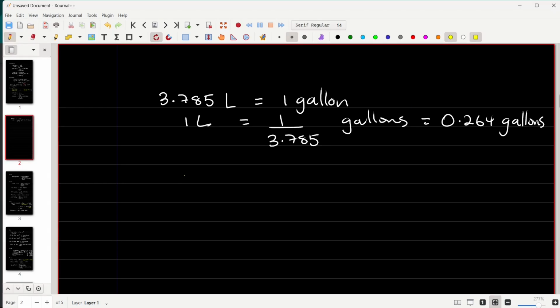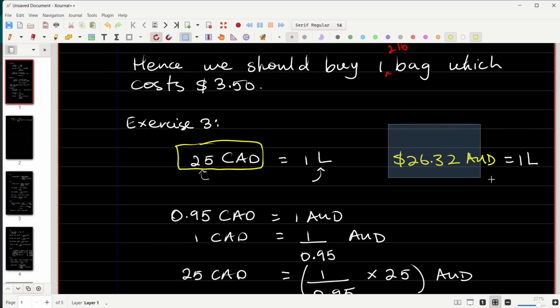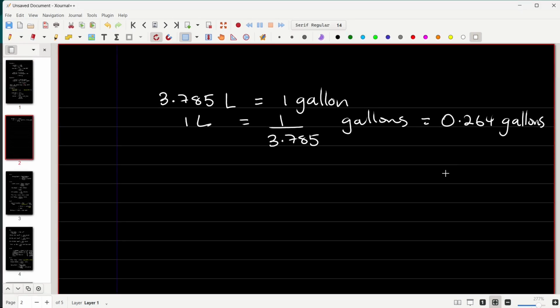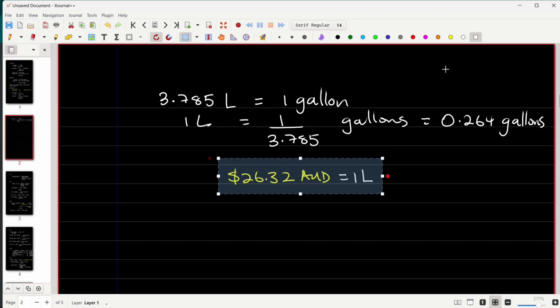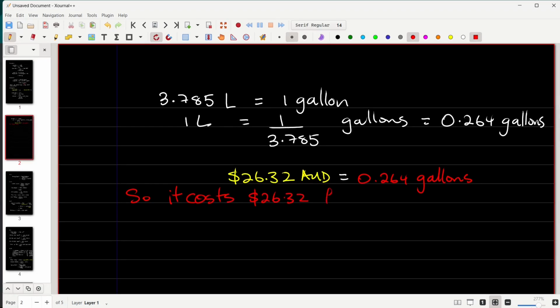Our equivalence now becomes something like this. I'll just copy and paste this. So now I'm just going to replace on the end here, from the liter, I'm going to replace it with the gallon, which is 0.264 gallons. Now I have an equivalence, now I have a cost. So it costs $26.32 for 0.264 gallons of paint.